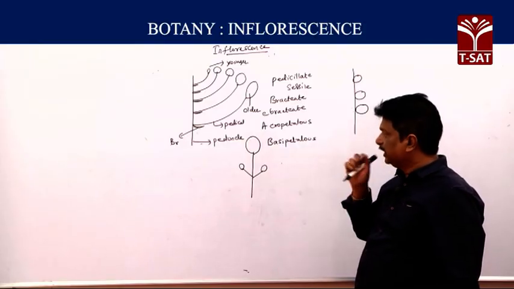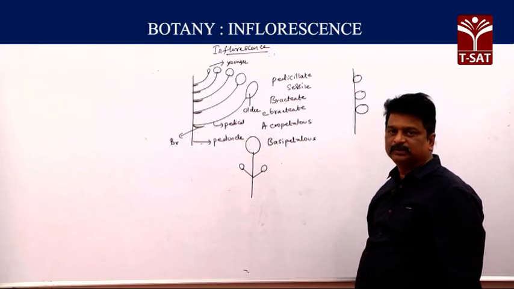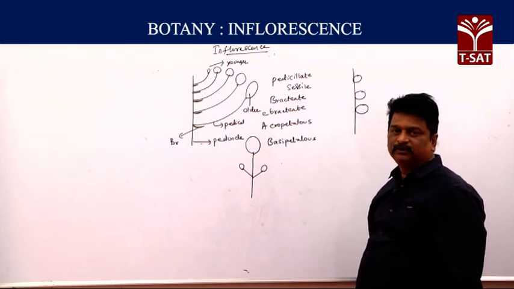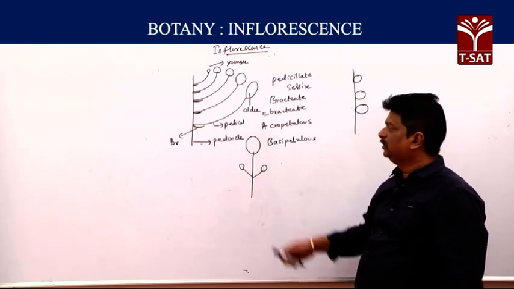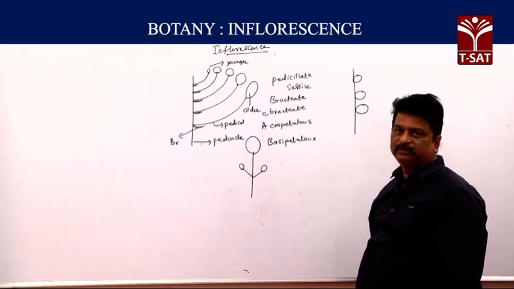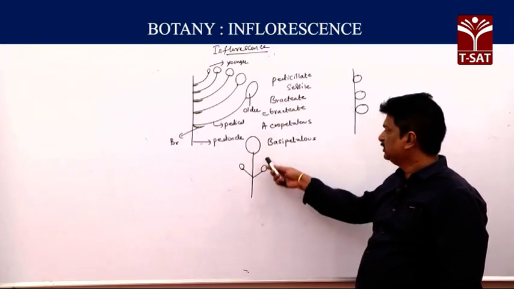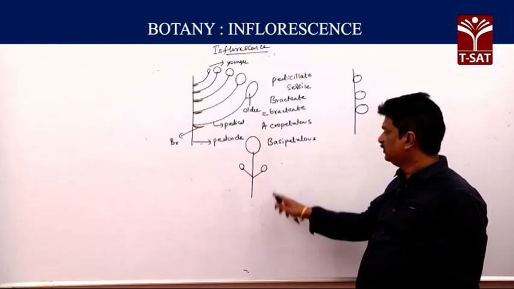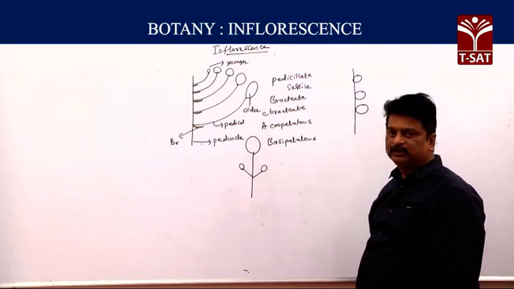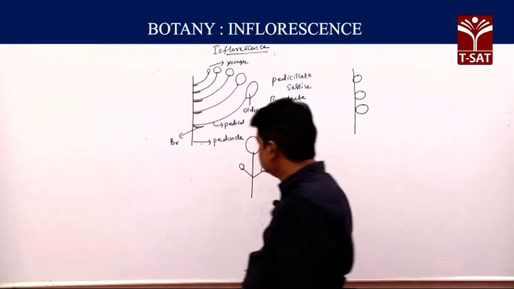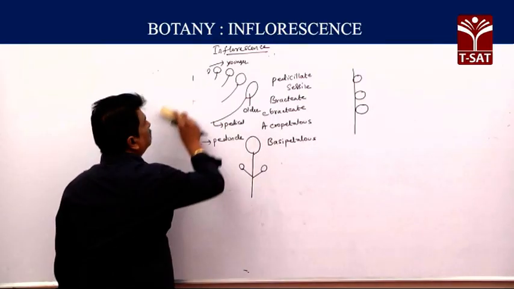And generally, the arrangement of flowers is of two types. Acropetalous means younger flowers at the apex and older flowers at the base. The second one, basipetalous, means older flowers at the apex and younger flowers at the base. Such an arrangement is called basipetalous.